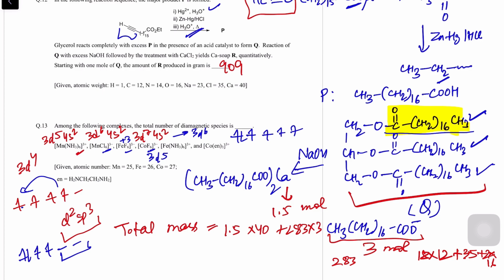So cobalt is 3d7 4s2. 3+ will form 3d6. Now if we have 6 electrons, all will be forced to pair up like this. You can see 1, 2, 3, 4, 5, 6. Now you have 2 d orbitals available and d2sp3 hybridization can be done. So the total number of diamagnetic species is only 1. So that is the correct answer to this question.